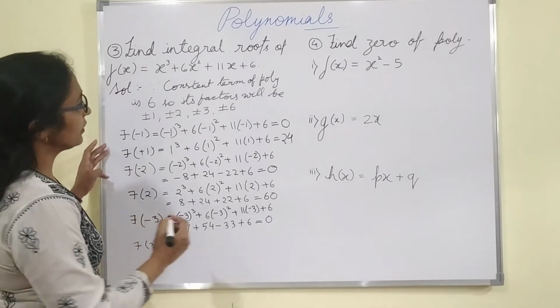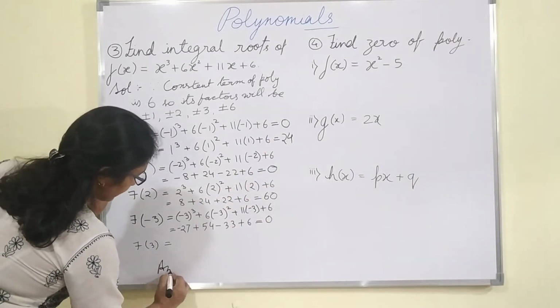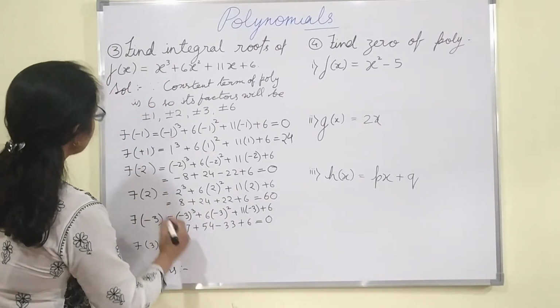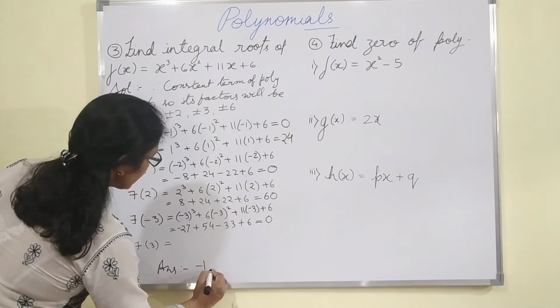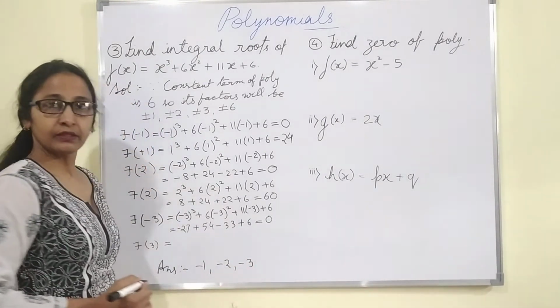So I got 3 roots here. So the integral roots of this polynomial are −1, −2 and −3.